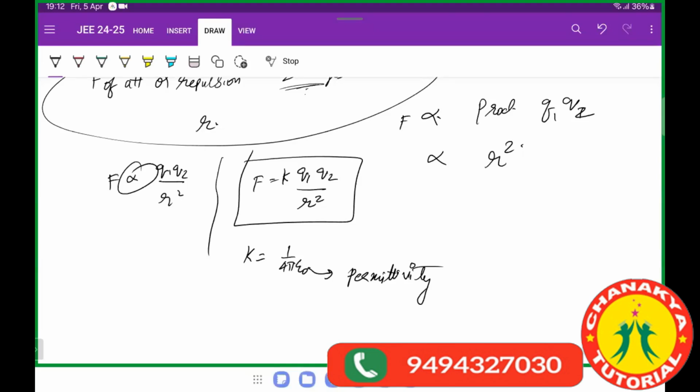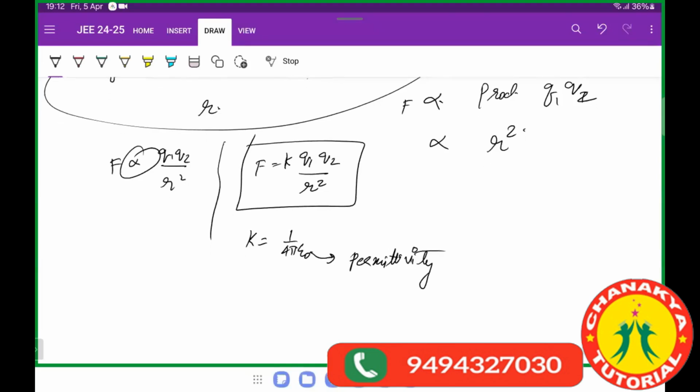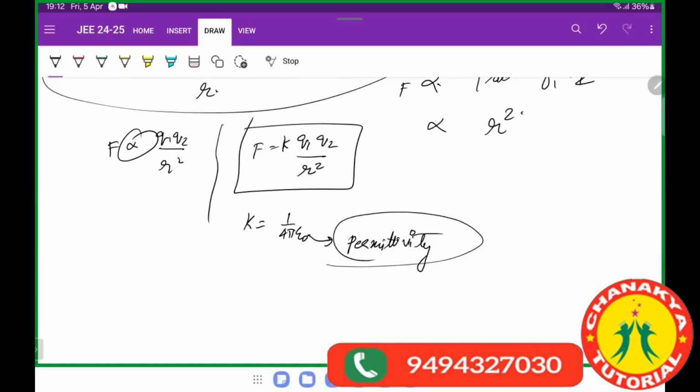So I was asking, like, have you heard this permittivity? Permittivity measures the ability of a material to store energy. It is a property that allows a medium to pass an electric field through it.